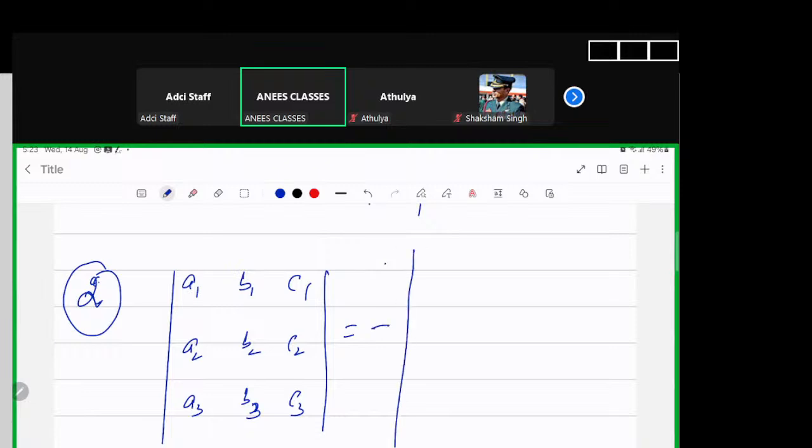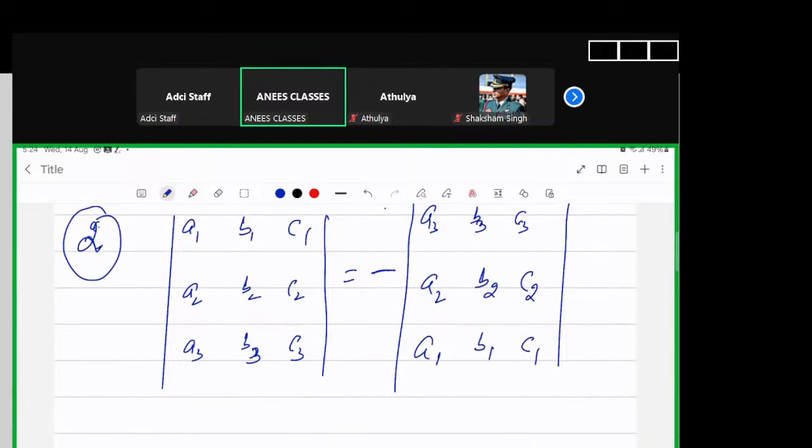Saksham, tell me which two rows you wish to change. Sir, first and third. First and third, so I will write third in place of first: A1, A3, B3, C3. And second will be as it is, and first will go in the third place: A1, B1, C1. So the value of the determinant will reverse. If it is positive, it will be negative; if it is negative, it will be positive. So I have to take minus.